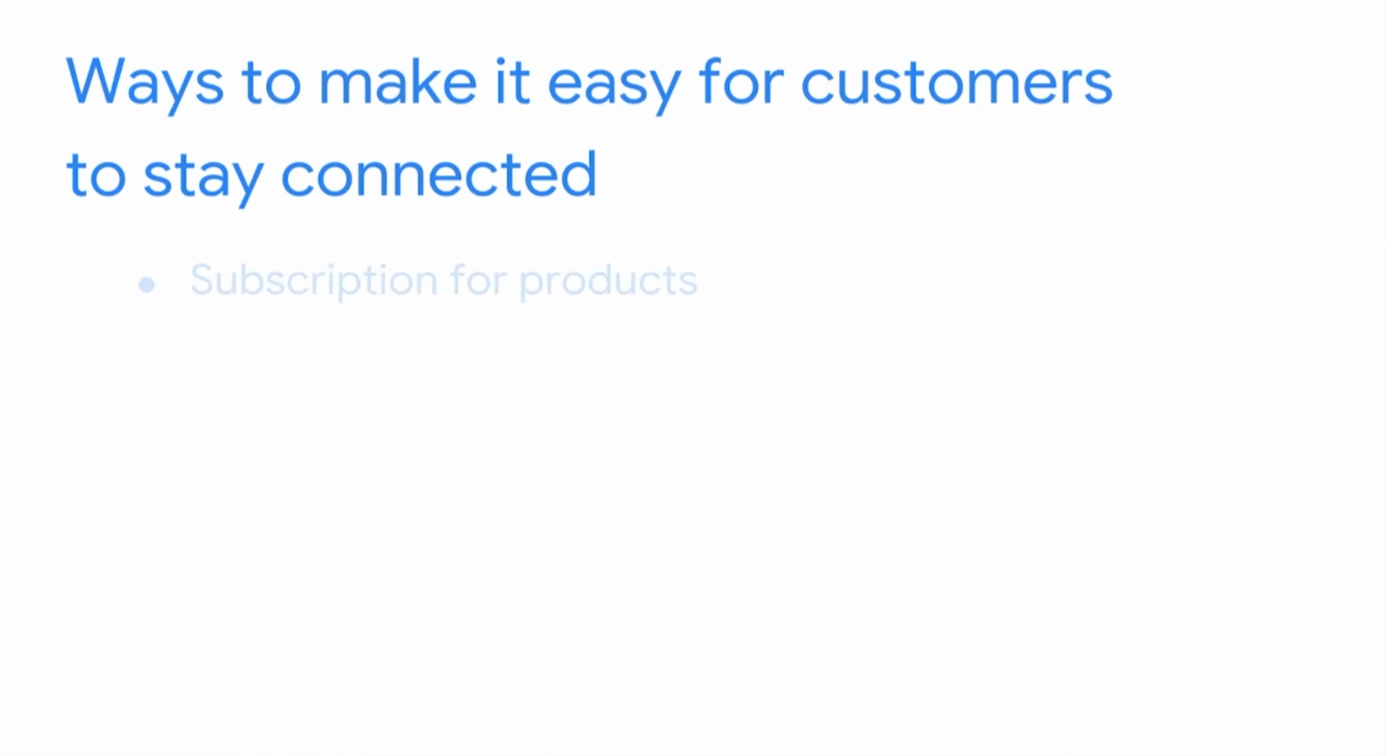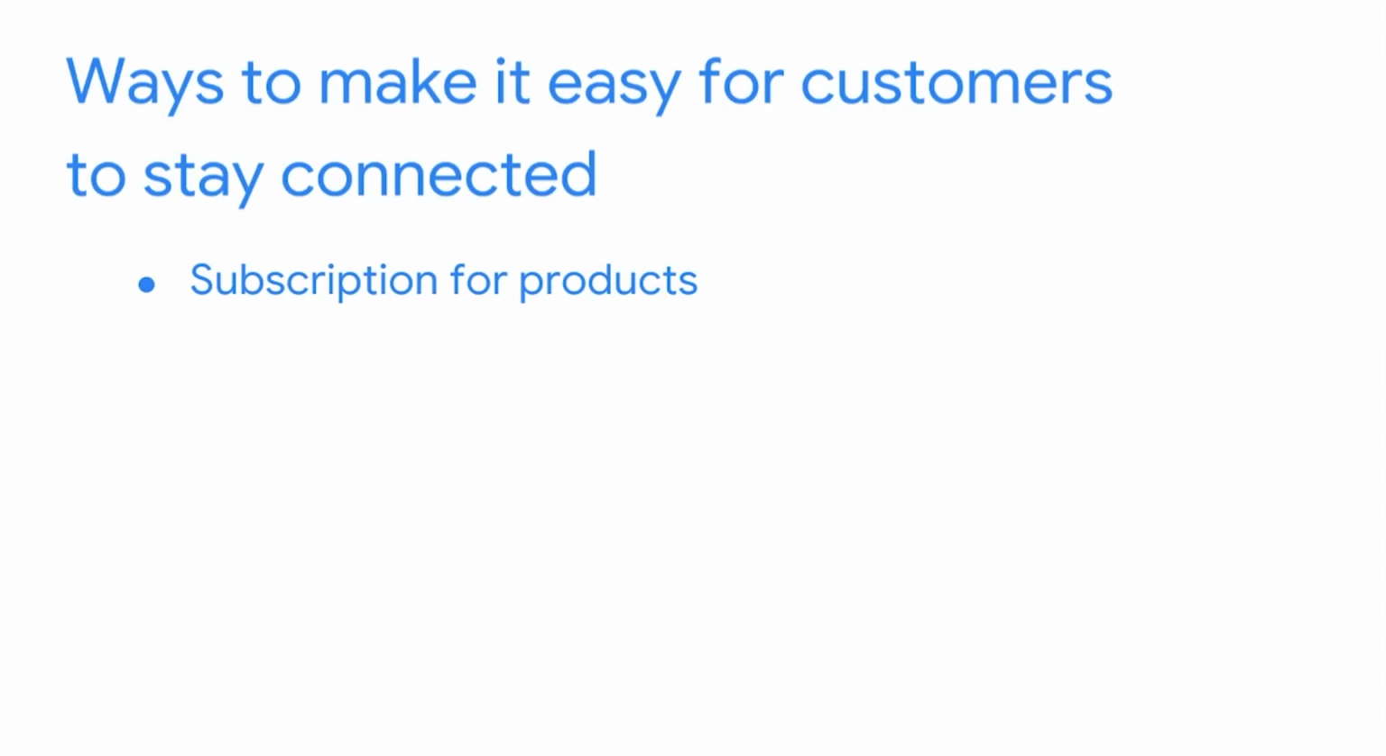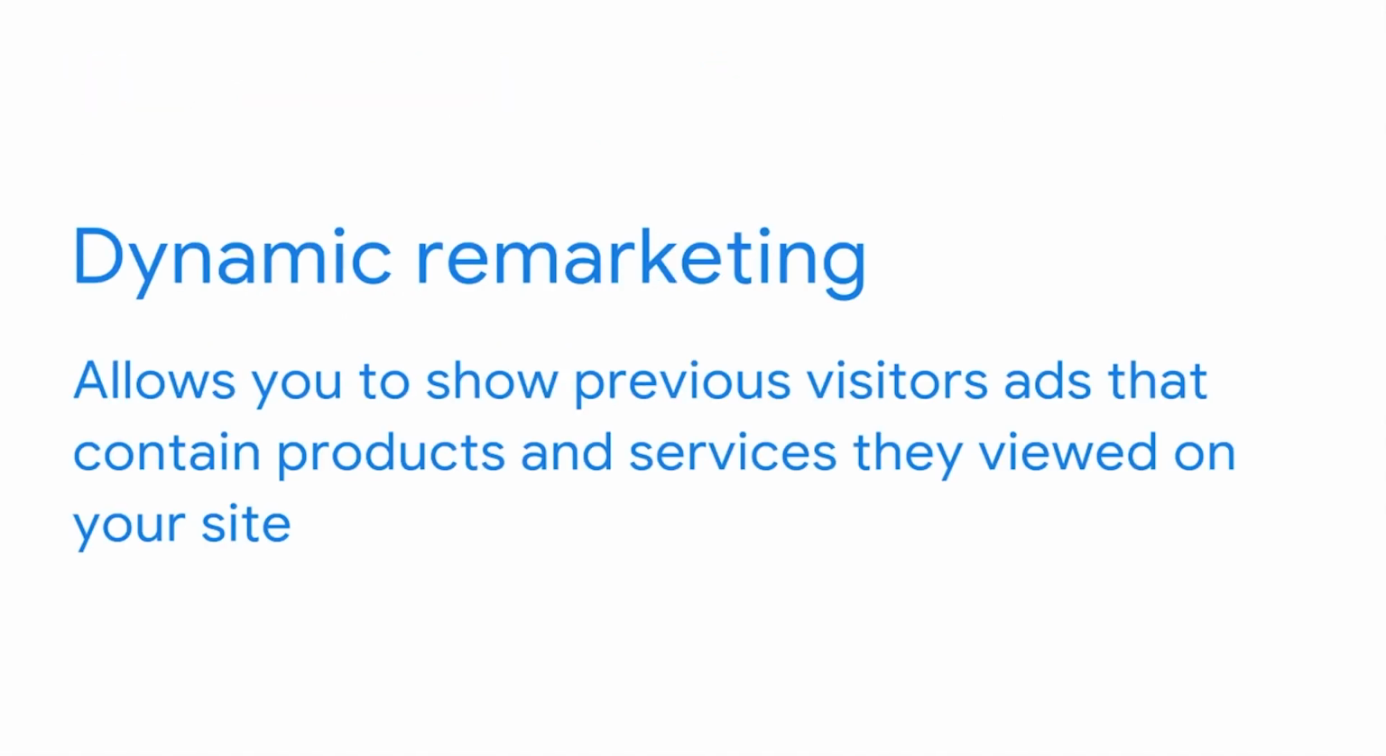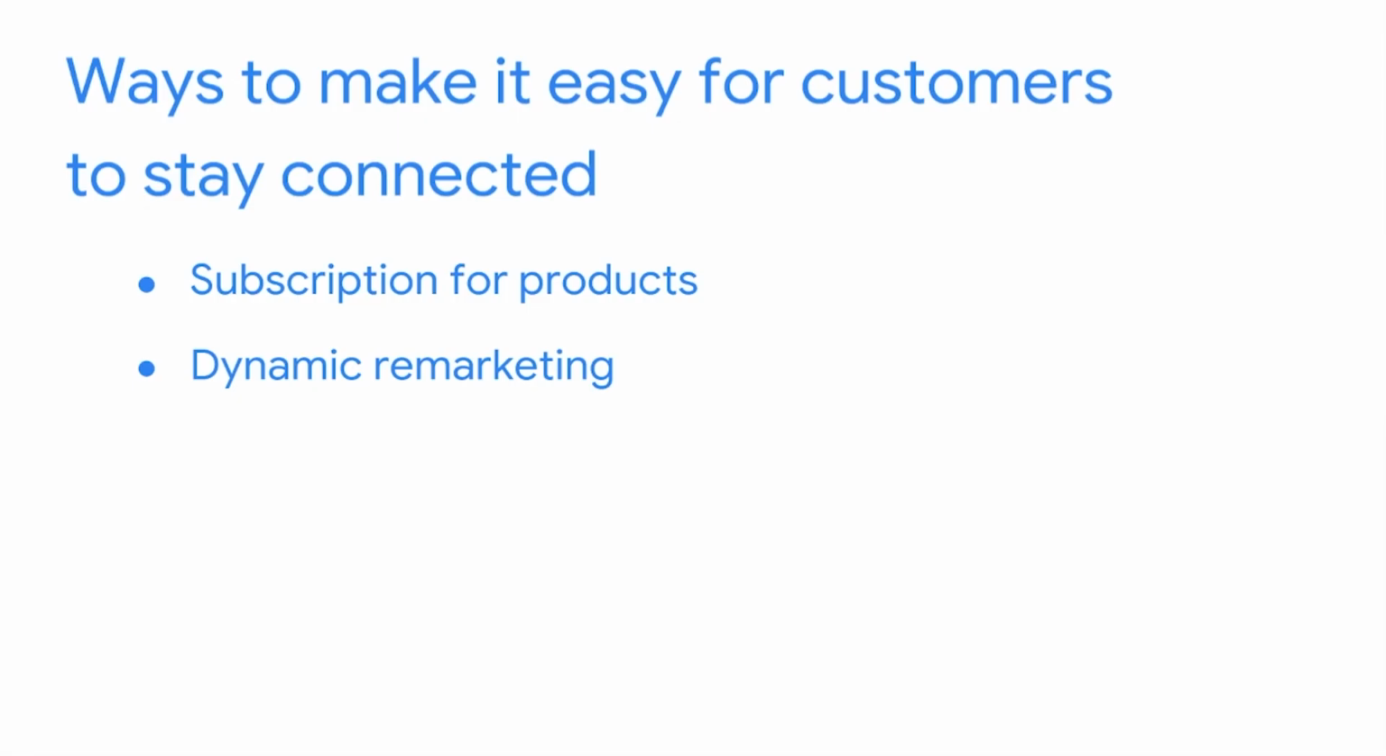One way to do this is by offering customers a subscription for products they might buy on a regular basis, such as razors, vitamins, or printer ink. It's a good idea to give customers the ability to choose how often they want the product delivered and make the subscription easy to cancel so that customers don't feel locked in. Another way to stay connected is through dynamic remarketing, which allows you to show previous visitors ads that contain products and services they viewed on your site. Since these ads are specifically tailored to your customers, they create a personalized experience focused on products or services that the customer has already shown an interest in.